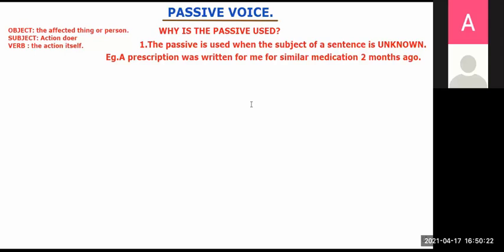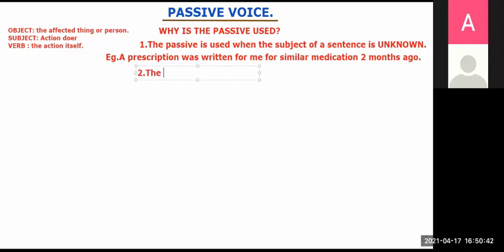Now, who wrote the prescription? We don't care about who wrote it. The actor, the subject in this sentence, is unknown, but we don't care. And that takes us to the next one: why the passive is used.